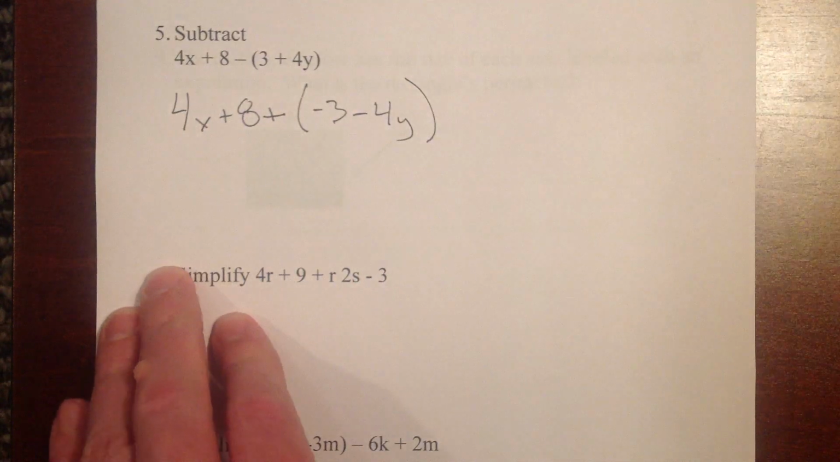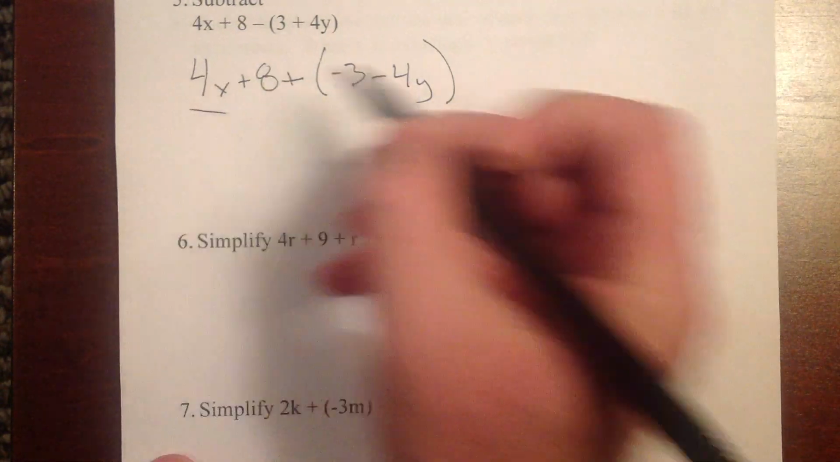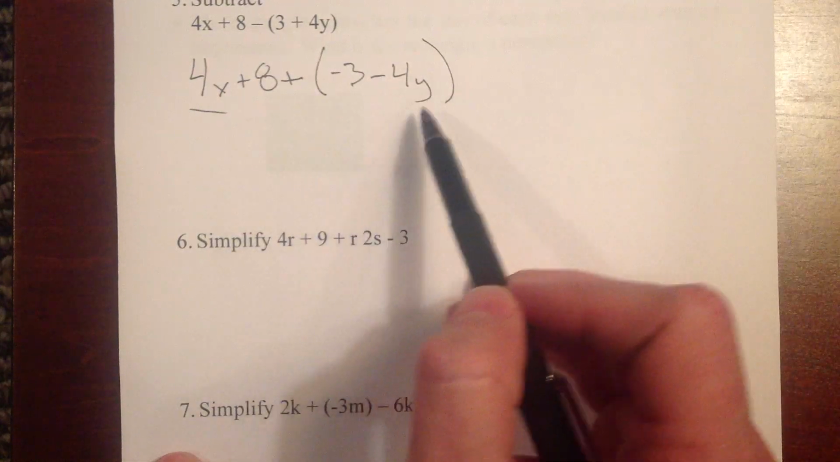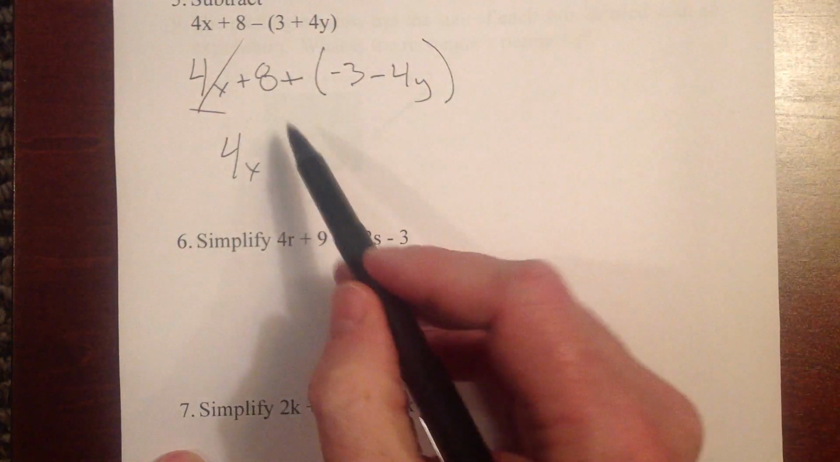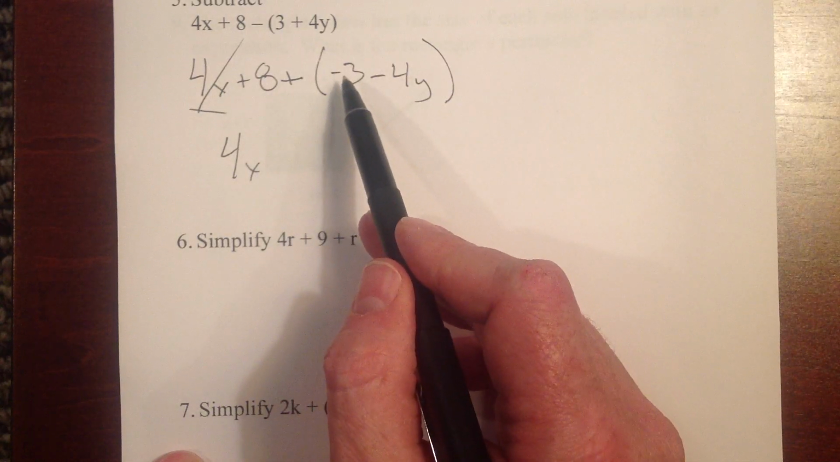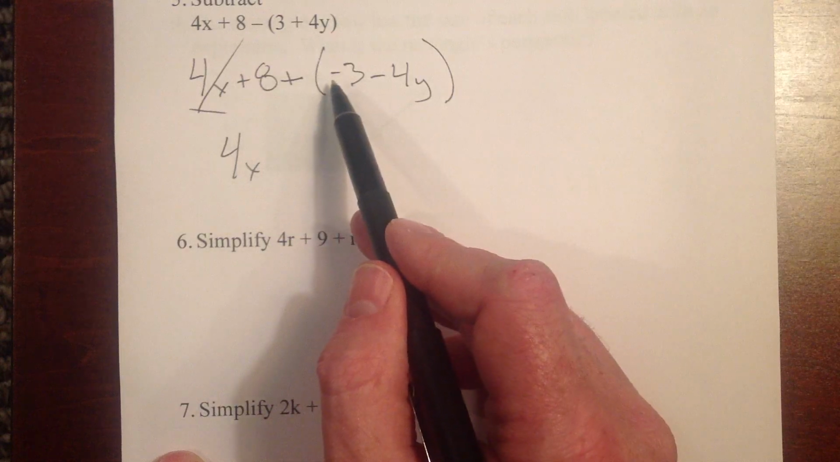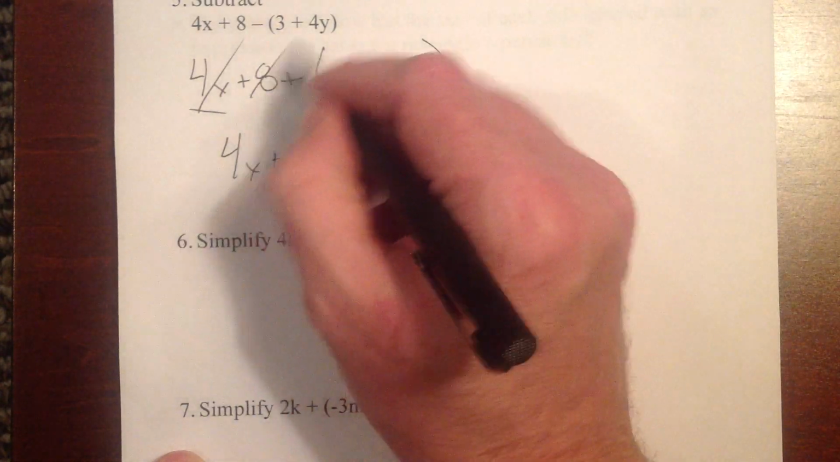And now, again, we just combine like terms. What can I combine 4x with? Well, we don't have any of the same variables in here, so we have to leave that alone. 4x. I'm done with that. What can I combine 8 with? I've got 8 minus 3, which is a positive 5. I'm done with that guy.